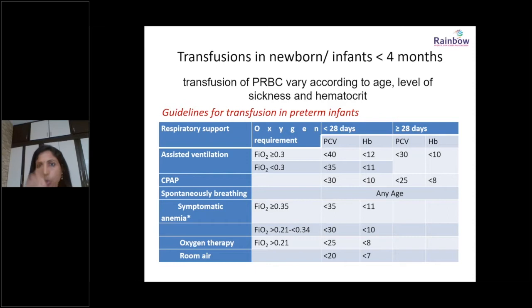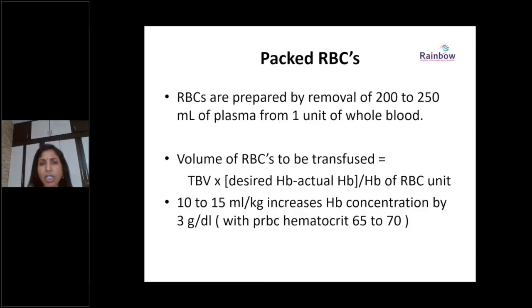This slide shows the recommendation for newborns and infants of less than 4 months, which is there in standard textbooks. The cutoff definitely will be higher in the case of preterms or early infancy, because you can see that here the hemoglobin is around 12 when you are on ventilation. So that is the difference between a neonate and a child.